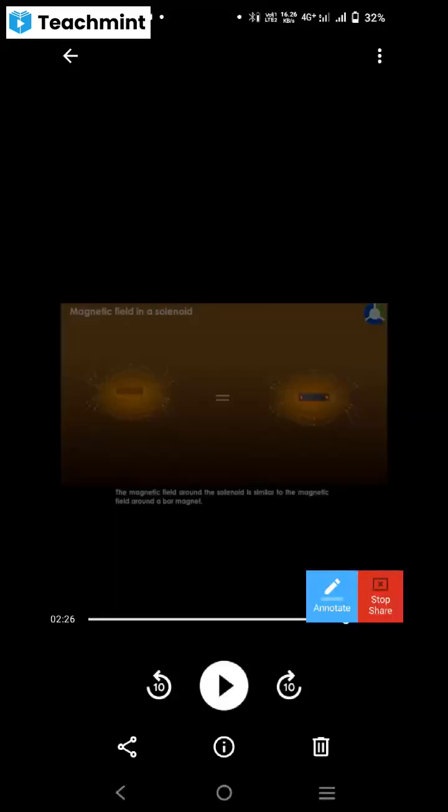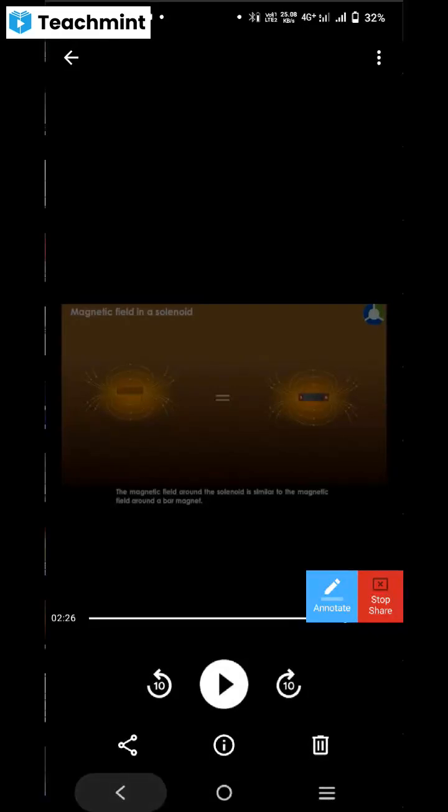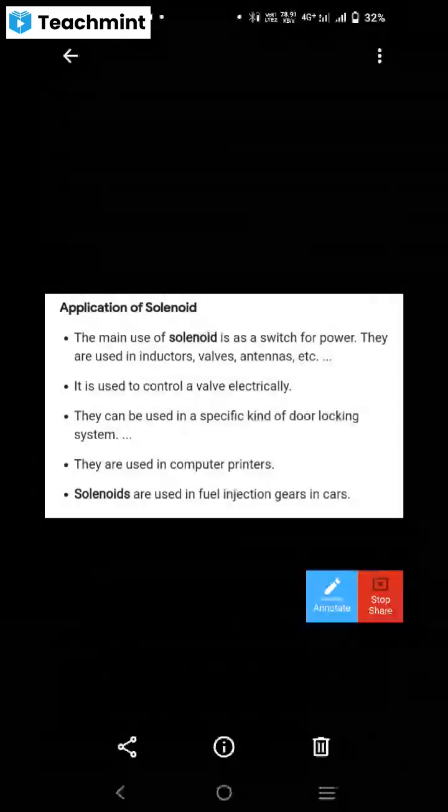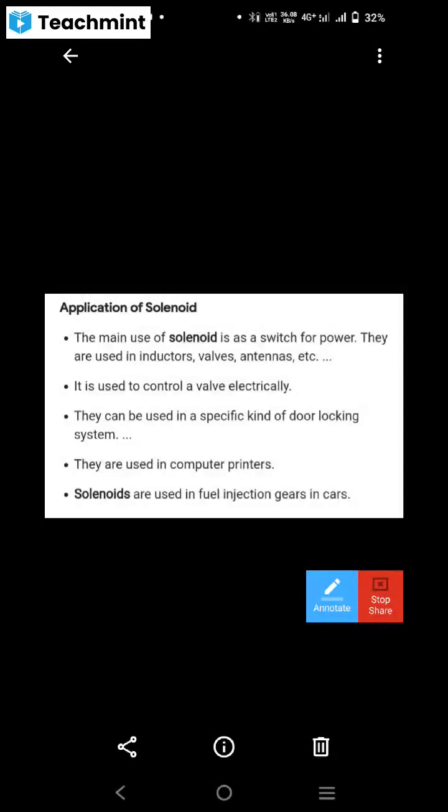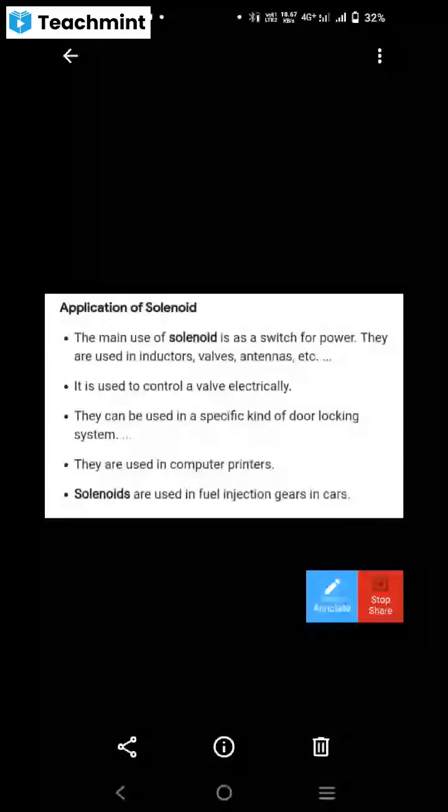Now what are the uses of a solenoid? Have you written the uses of a solenoid? Sir, what does solenoid mean? Solenoid means they made a cylindrical shape. A cylindrical circular coil is what is called a solenoid. Yes, sir. These are the applications of a solenoid.